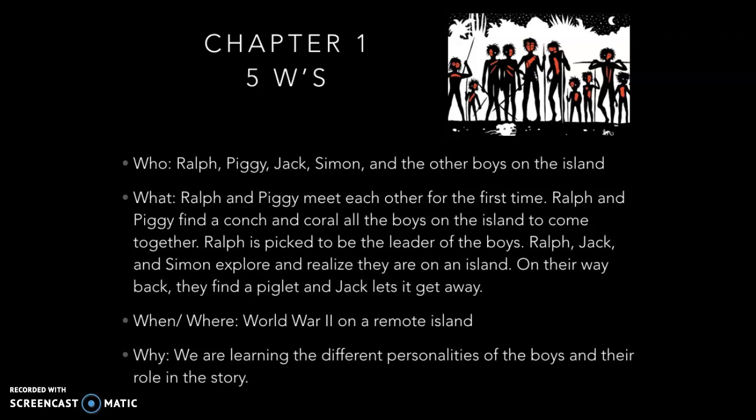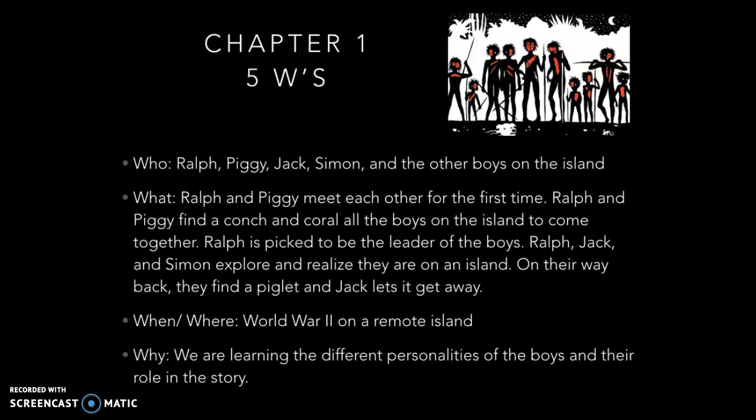Ralph, Jack, and Simon decide to explore, and they go ahead and they realize they're on an island. And on their way back, they find a piglet, and Jack has a slight impulse of knowing, like, where are they going to get food? It's no longer going to be given to them by their mom or dad because there's no adults on the island. So now there's this realization that they have to survive some way. And Jack lets this piglet get away that could potentially have been their dinner. This takes place during World War II on a remote island.